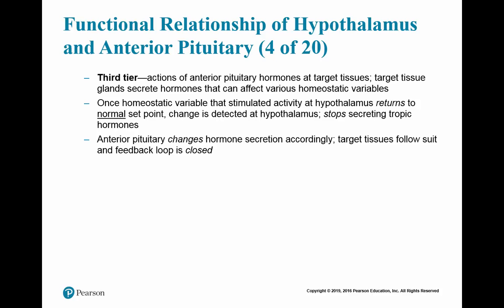But once the homeostatic variable goes back to the normal set point, the hypothalamus picks up on this and it stops secreting those tropic hormones. And then that affects the anterior pituitary and that affects the target tissues.